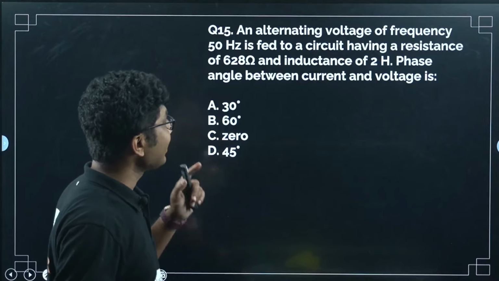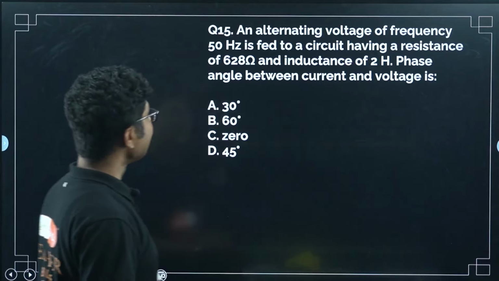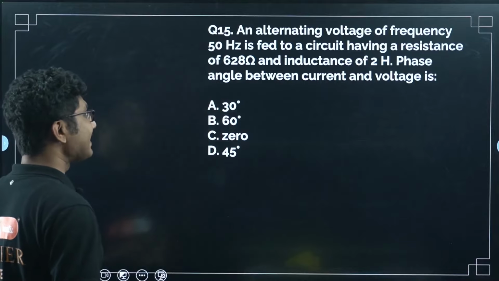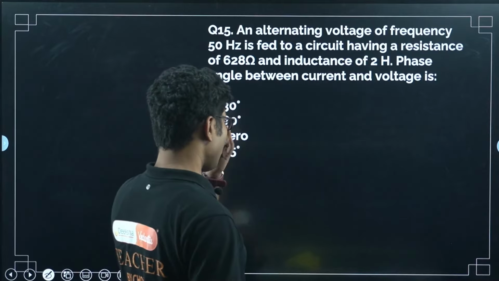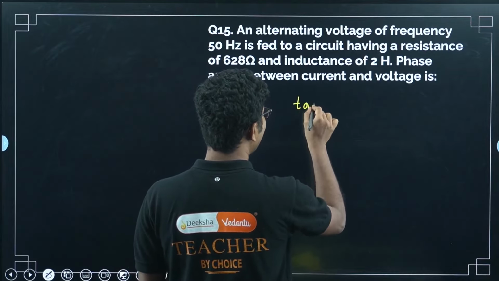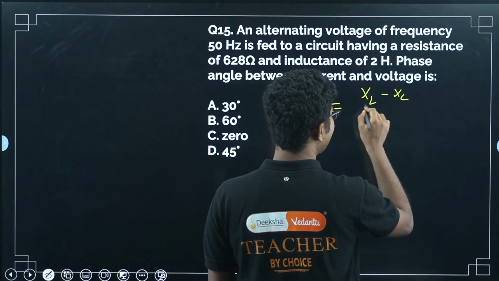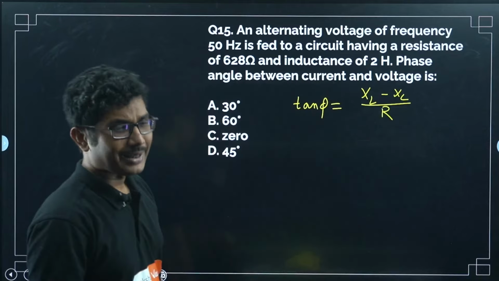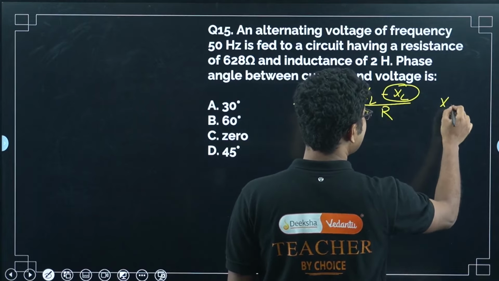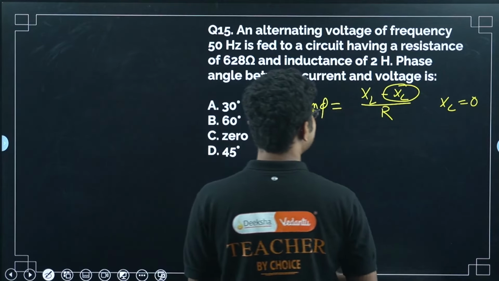Okay, an alternating voltage of frequency 50 Hz is fed to a circuit having a resistance of 628 ohm and an inductance of 2 Henry. Find the phase angle between the current and the voltage. So how can you find the phase angle? If you remember, in AC we find the phase angle using tan phi equals XL minus XC by R, right? In this case there is no capacitance, so you can consider XC to be 0, only XL is there.